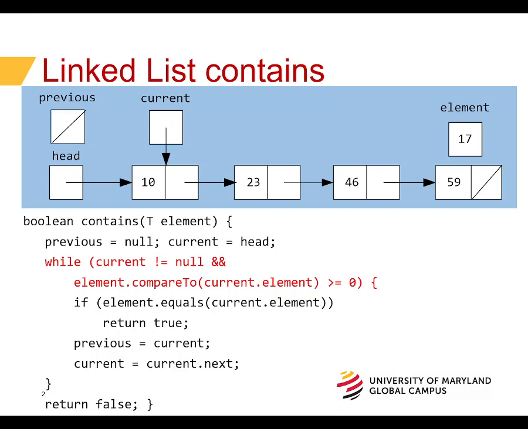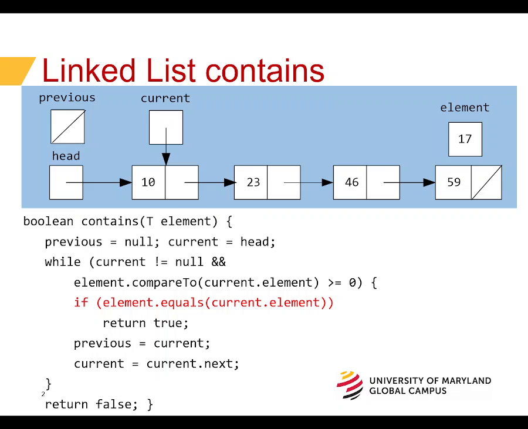The compound while condition causes the loop to stop if the end of the list has been reached, which is true when current becomes null, or when the element that is being searched for is less than what is in the current node. The order of the compound condition is important and relies on short-circuiting to prevent dereferencing a null pointer. In our illustration, current is not null, and 17 is greater than or equal to 10, so the loop continues.